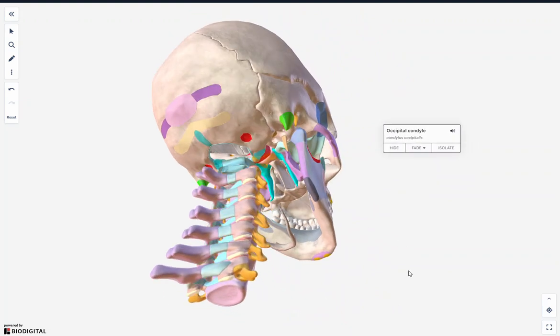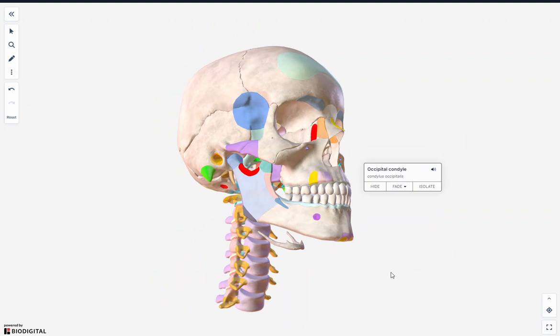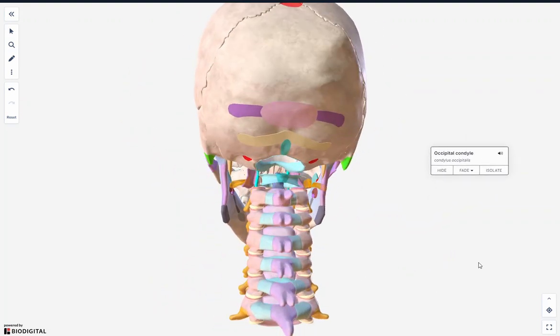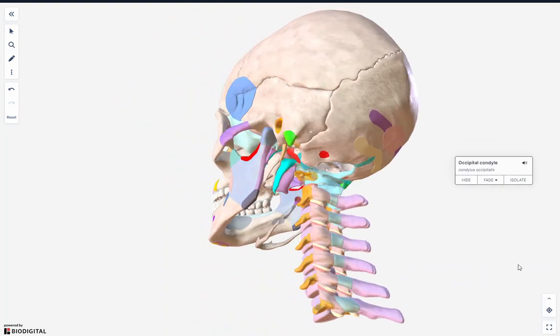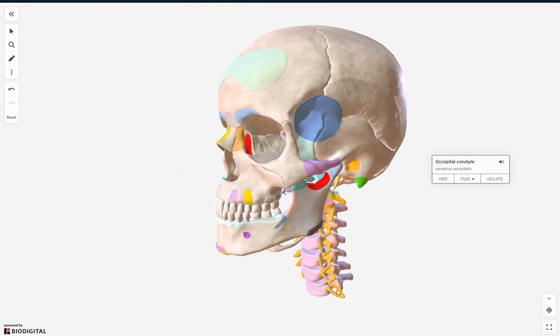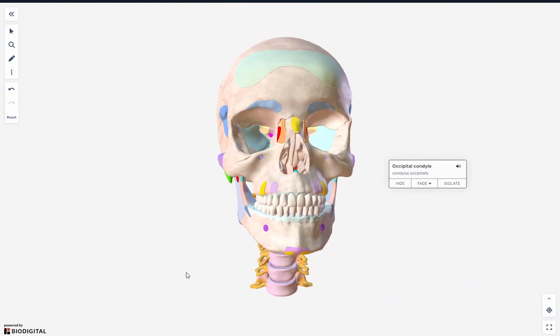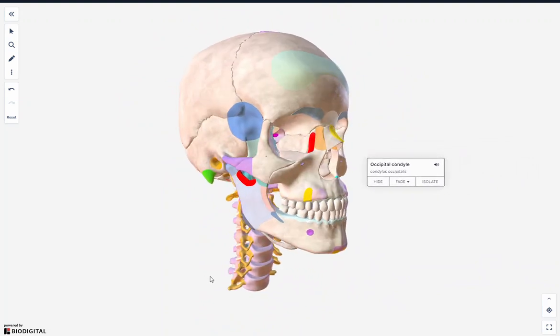So let me try to tip it up. Yeah, this area right here is where the skull sits on C1. Remember those occipital condyles. Occipital condyles help to form the atlanto-occipital joint. And I think that that's a pretty thorough example of the landmarks and some of the foramen.